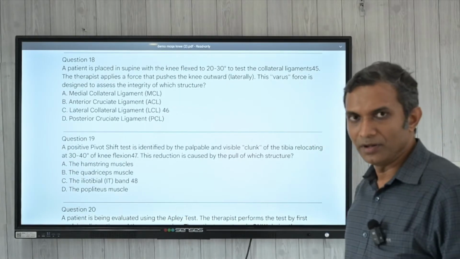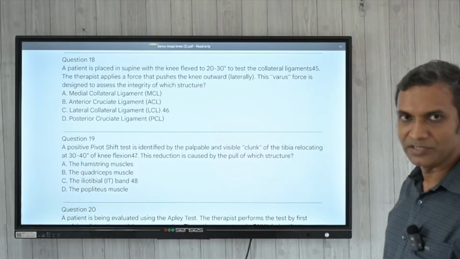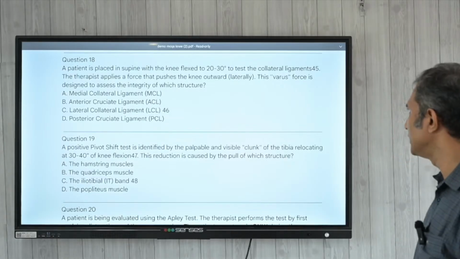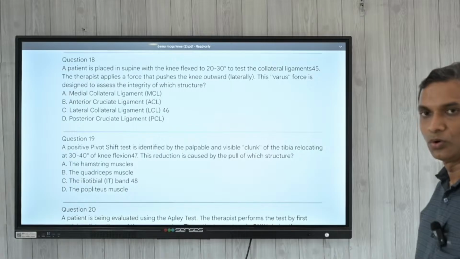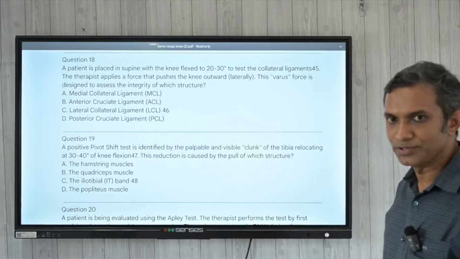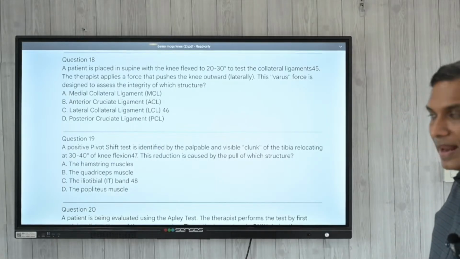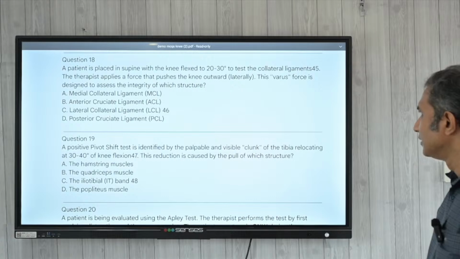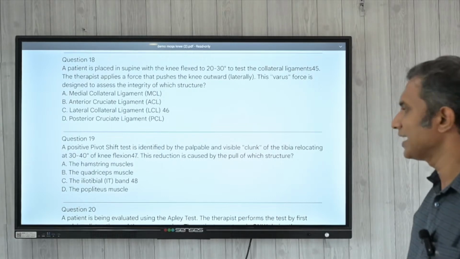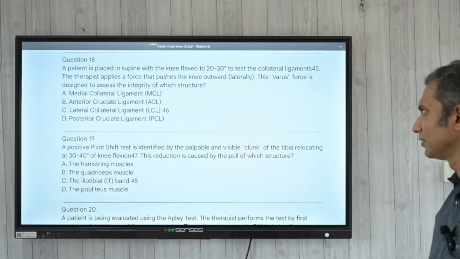Question number 18. The patient is placed in supine with knee joint flexed 20 to 30 degrees to check for the collateral ligaments. The therapist applies a force that pushes the knee joint outward or laterally. This varus force assesses the integrity of which structure?